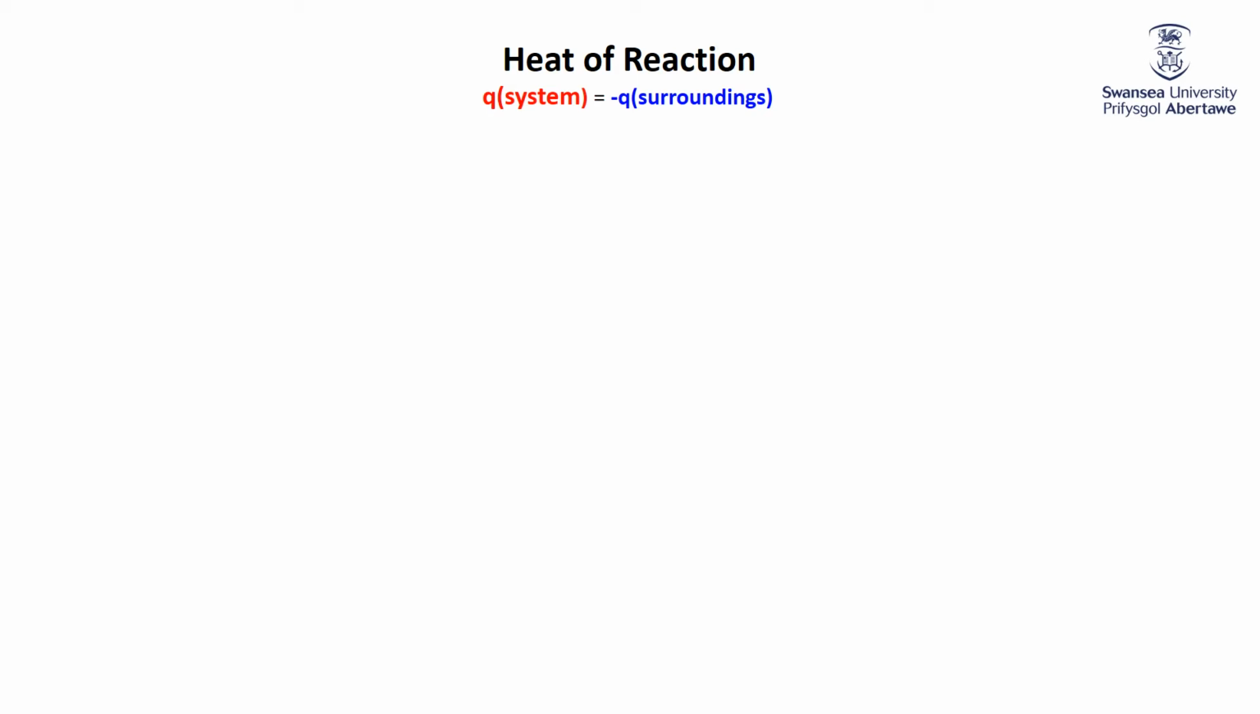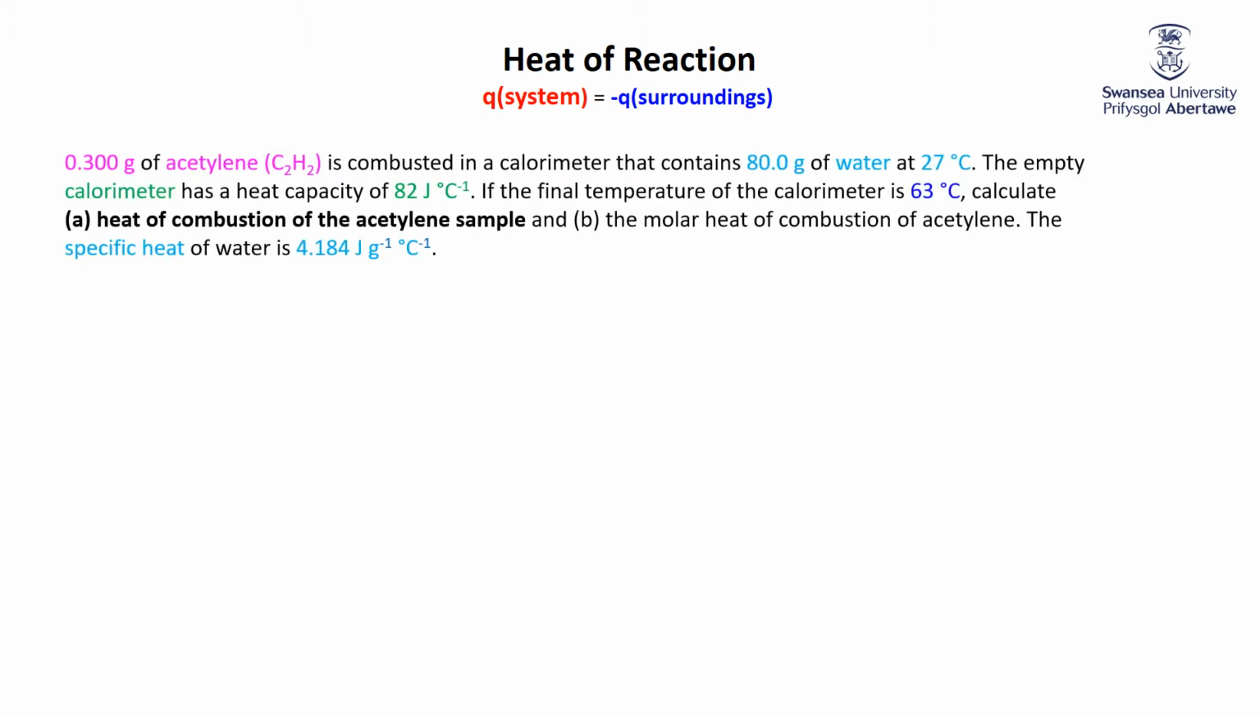So now what we're going to do is calculate delta H for a couple of reactions. We'll do a combustion first. We've got 0.3 grams of acetylene combusting in a calorimeter. The calorimeter contains 80 grams of water at 27 degrees Celsius, so that's part of the surroundings. The empty calorimeter, in other words what it would be without the water, has a heat capacity of 82 joules per degree Celsius. So the surroundings are the water and the calorimeter.